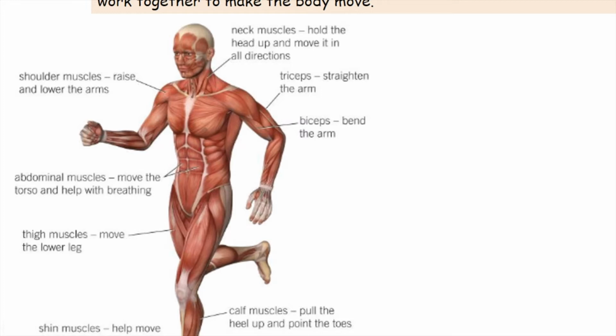Abdominal muscles which move the torso and help with breathing. Thigh muscles which move the lower legs. Shin muscles which help to move the foot up and down and side to side. And calf muscles which pull the heel up and point the toes.